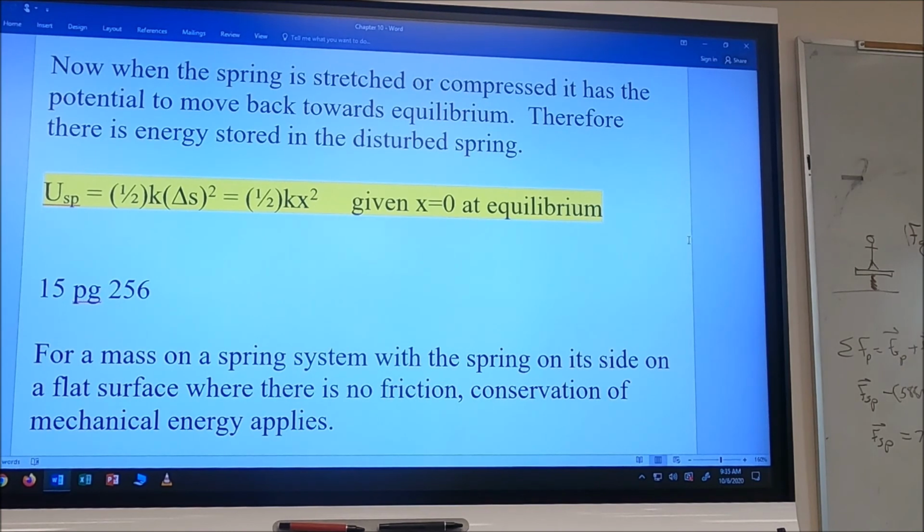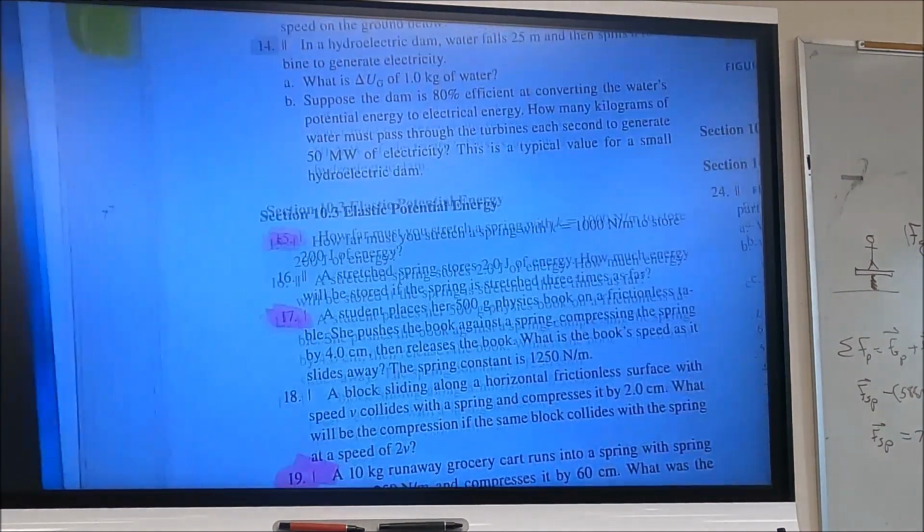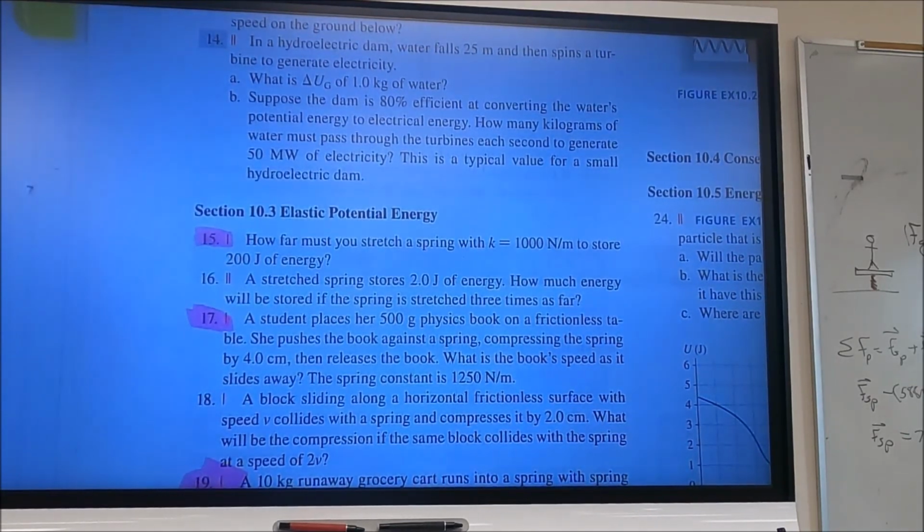Now guys, I'm making a leap over into chapter 10, because remember I told you when I started this, I'm kind of blending chapter 10 and 9 together. So let's look at problem 15 here in chapter 10, section 3. It says, how far must you stretch a spring of 1,000 newtons per meter k to store 200 joules?